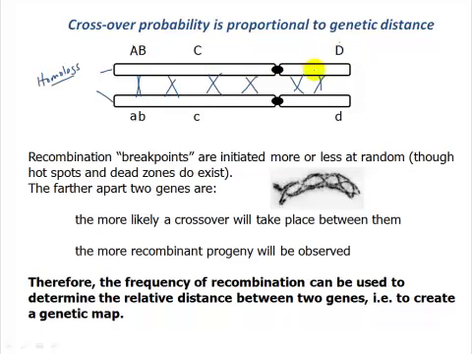separated from one another. So the consequence of that is that we can use the frequency of recombination to determine the relative genetic distance between two genes and use that to create a genetic map that describes the physical location and the distance between genes along the chromosome. So let's see how that would work.